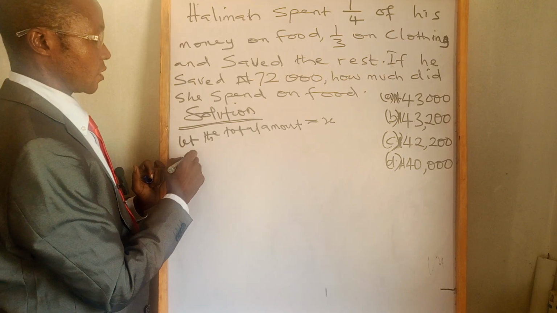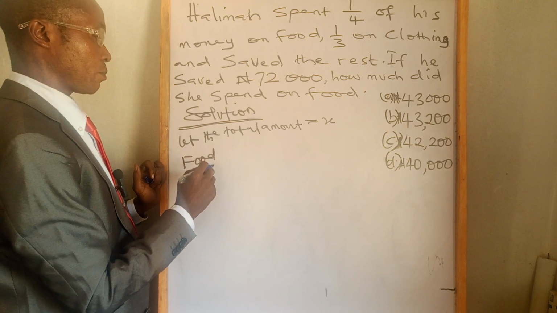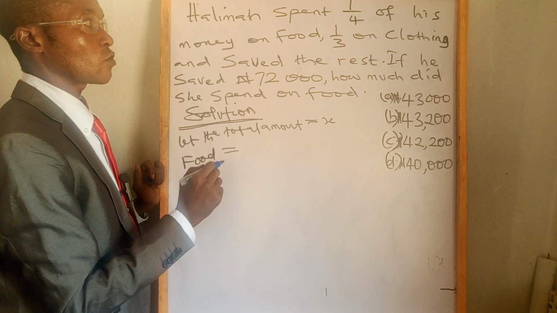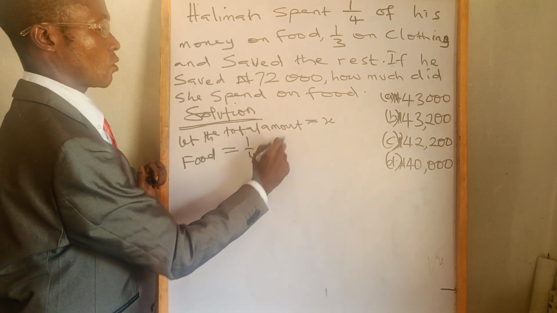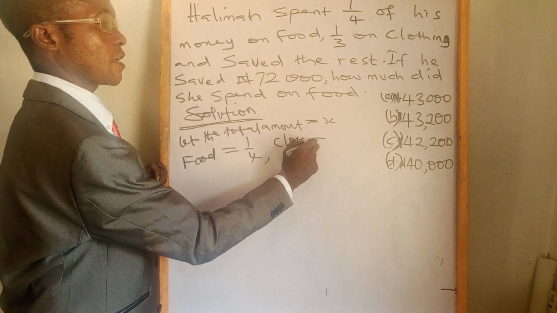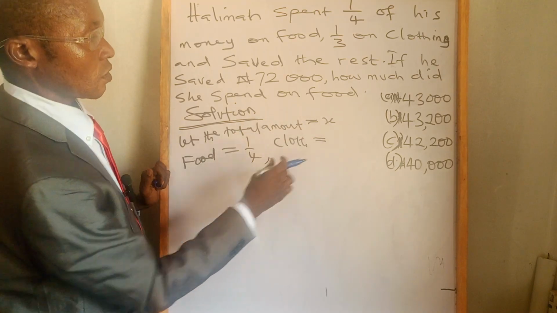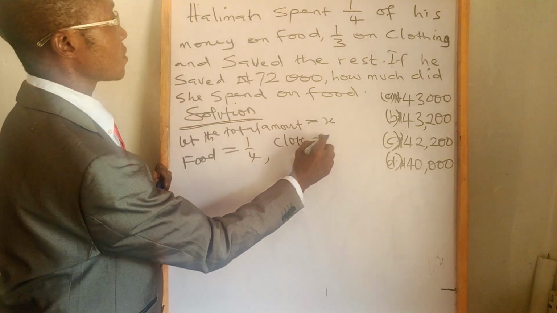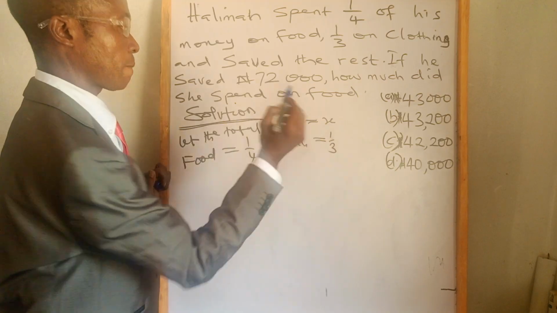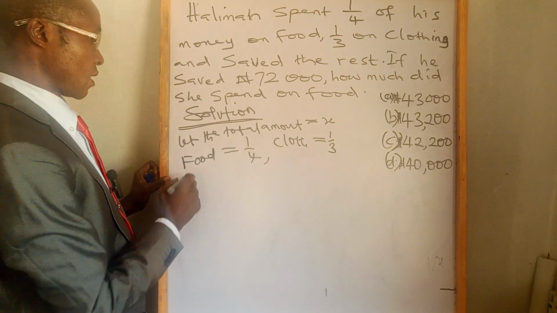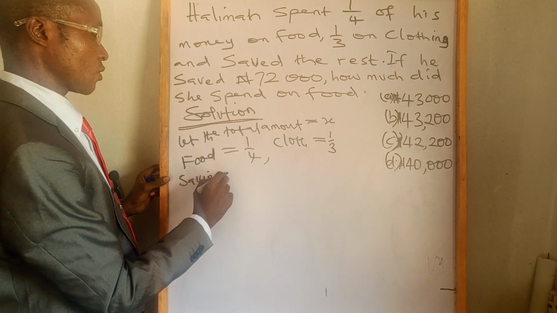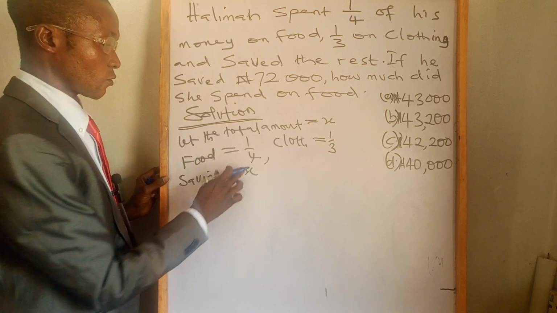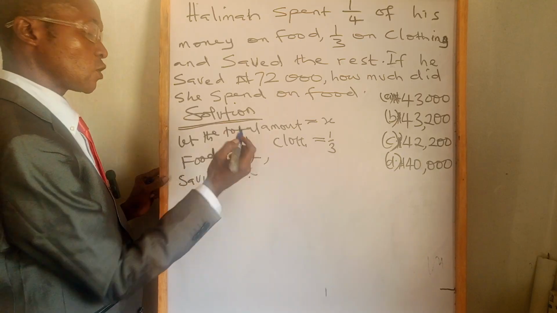And then we have the fraction that was spent on food, that is 1/4. Then the fraction that was spent on the clothing items, that is 1/3. Then the amount she saved. Saving, we don't know the fraction, which we can calculate.